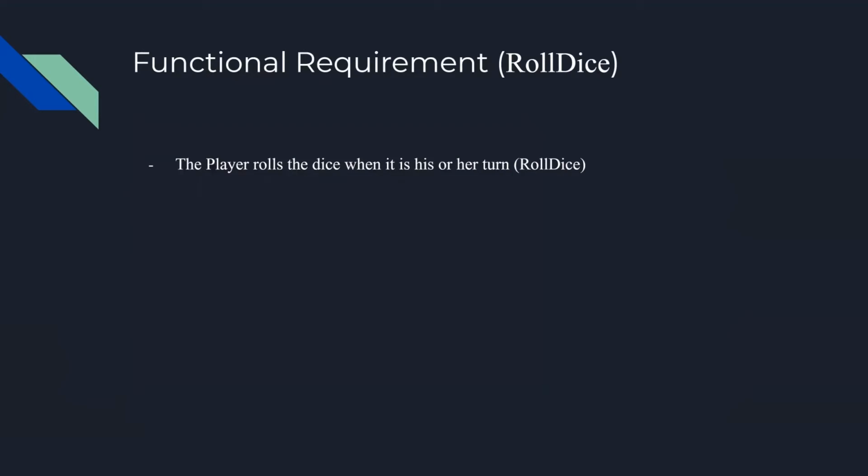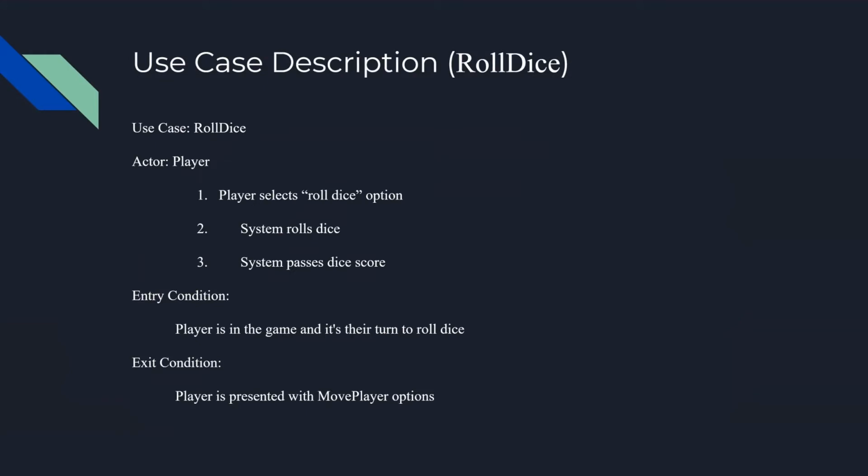For the functional requirement, I chose the roll dice functional requirement. So when the player rolls the dice, when it is his or her turn. The use case description for the roll dice functional requirement is that the actor is the player. So when the player selects the roll dice option, which is when the player clicks on the roll dice button on the game panel, the game panel control will know that and then send that the player rolled the dice to the server. The server will go ahead and roll the dice, which is the system rolls dice, and then sends the dice to all the clients.